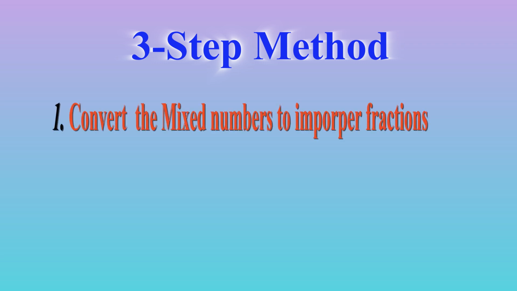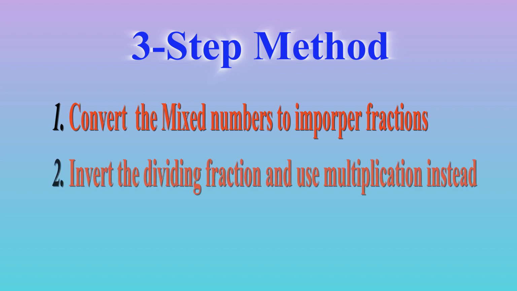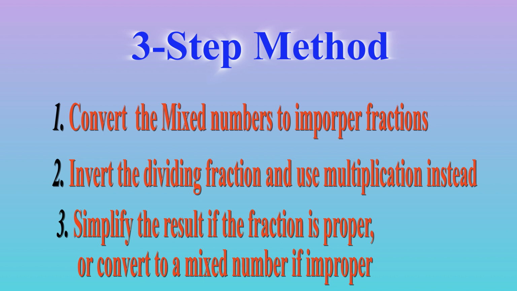There are three simple steps to dividing mixed numbers. In the first step, we convert the mixed numbers to improper fractions. In the second step, you invert the dividing fraction and use multiplication instead. In the third step, you simplify the result if it's a proper fraction and needs simplifying, or you convert to a mixed number if the fraction is improper.